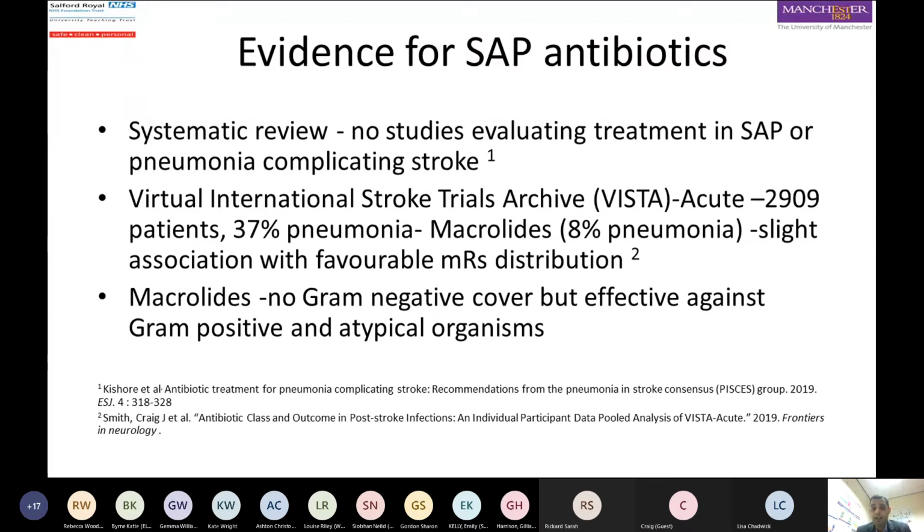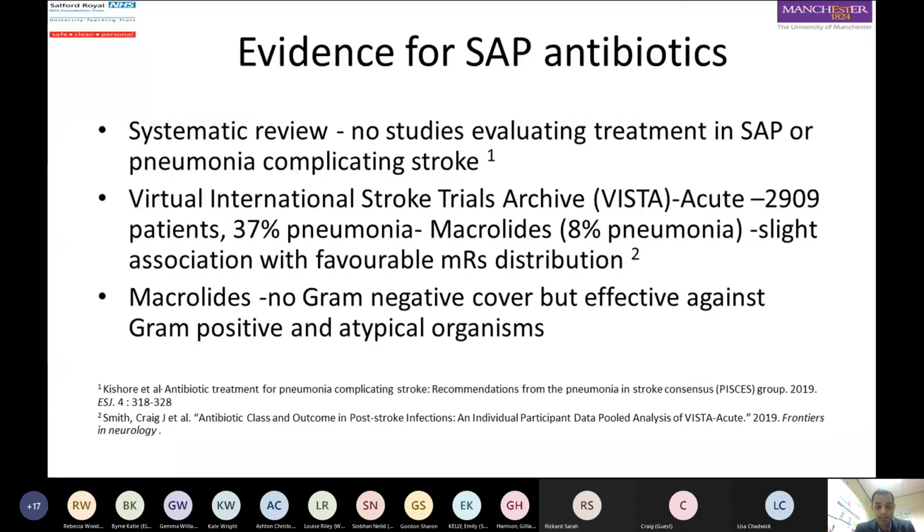It was unclear why this was the only antibiotic, but macrolides have no gram-negative cover, but they're effective against gram-positive and atypical organisms. Interestingly, macrolides also have significant immunomodulatory and anti-inflammatory effects, and they're used in a number of dermatological and rheumatological conditions because of the effect on interleukins and TNF-alpha. So I think that's potentially something to bear in mind, and perhaps to consider more research on, really.